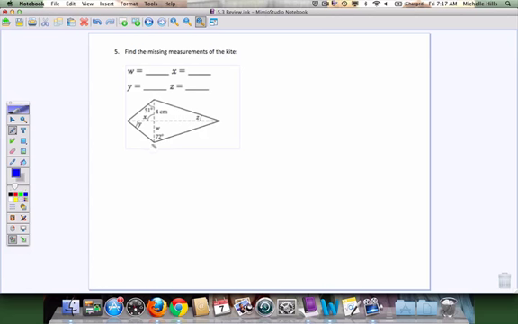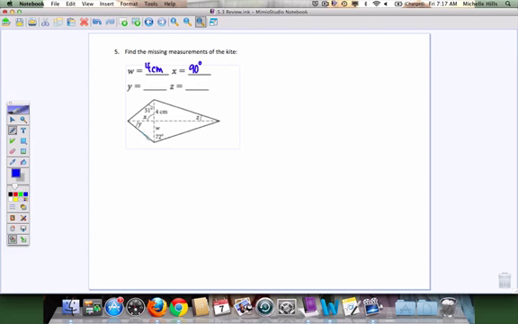Now again, looking at a kite, W is talking about the length of this segment. I know that this diagonal that's drawn from vertex angle to vertex angle is the perpendicular bisector of the other diagonal, so X is 90 degrees, and W is 4 centimeters.